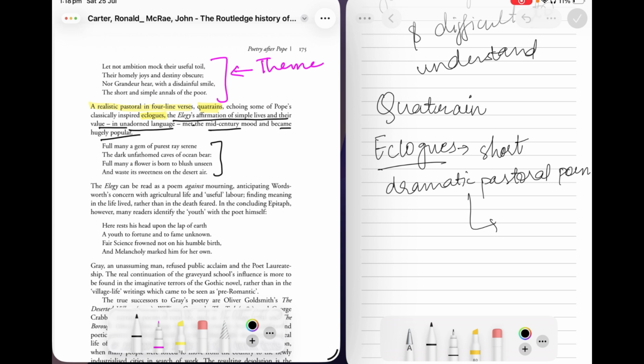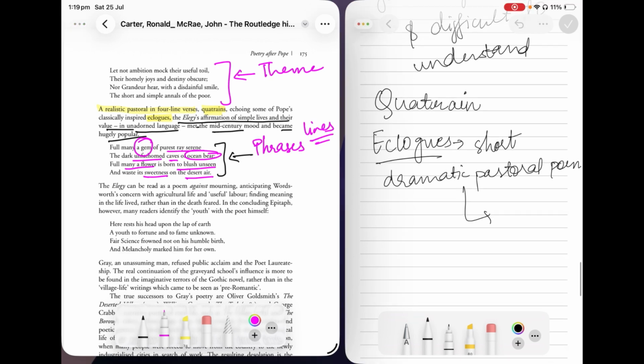So this line they have given again, and you have to find it out: full many a gem of purest ray serene, the dark unfathomed caves of ocean bear, full many a flower is born to blush unseen, and waste its sweetness on the desert air. So here are the phrases, cover the phrases, because when you do the keywords, from other words you can guess this is a line from the graveyard poem, or this line could come from this poem because of the theme.